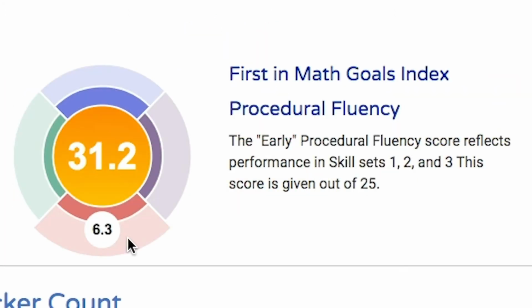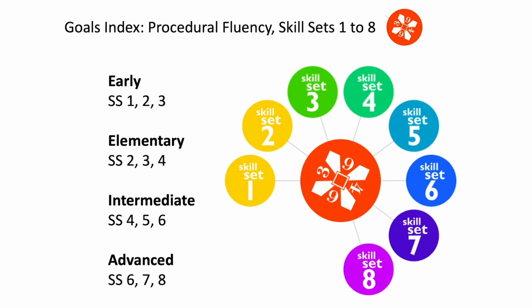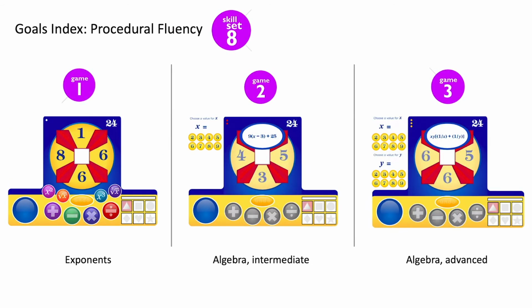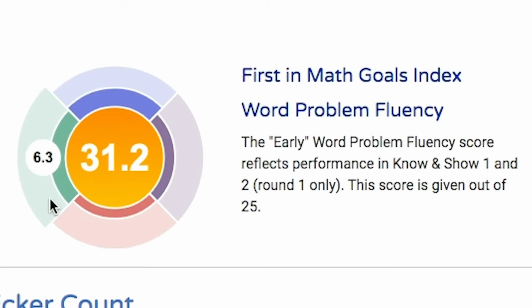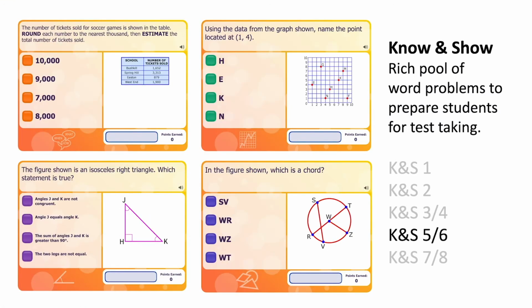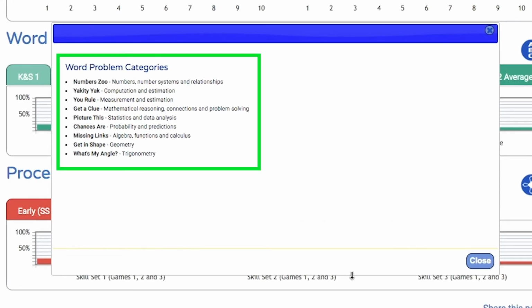The third area of measure is procedural fluency. This score reflects performance in the skill sets. The skill sets contain math games ranging from addition to multi-step algebra. The fourth area of measure is word problems. This shows their performance in the Know and Show word problems. To find the categories for the problems, click the question mark next to the title.